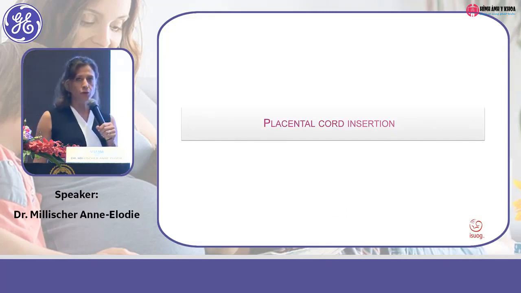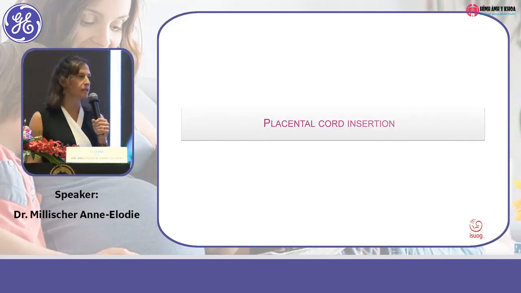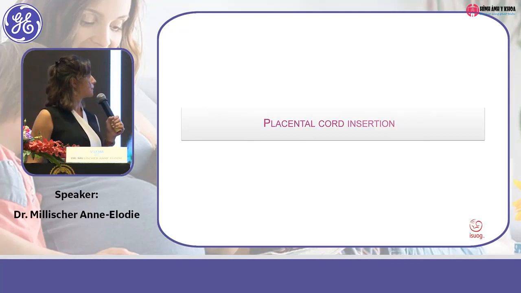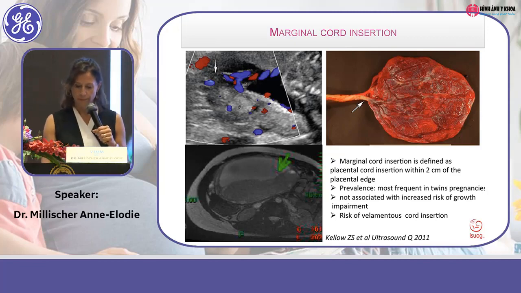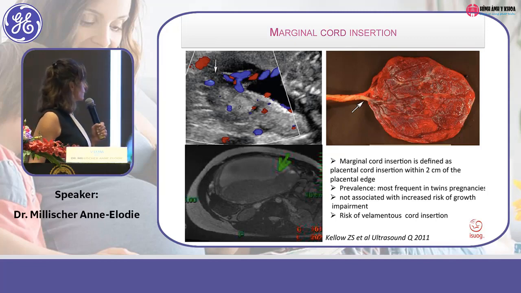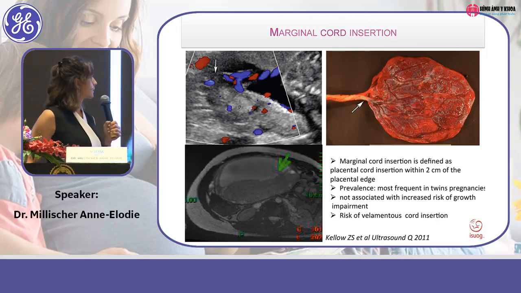Okay. The third point that we have to notice is the cord insertion. Cái đặc điểm thứ ba trong hệ thống là mình sẽ xem xét được cái vị trí bám của dây rốn, and particularly when the cord insertion is marginal, which means that the cord insertion is within 2 cm of the placental edge. Cái bất thường đầu tiên là dây rốn bám mép. Dây rốn bám mép được định nghĩa khi mà cái vị trí bám của dây rốn nó trong vòng 2 cm, bắt đầu tính từ cái bờ bánh nhau, từ cái mép bánh nhau.